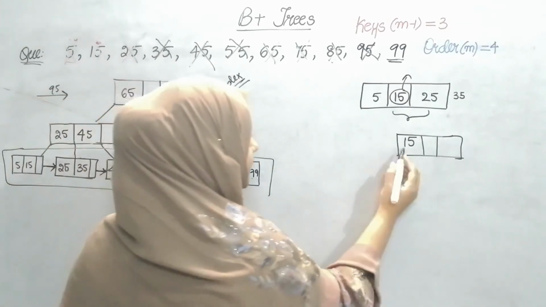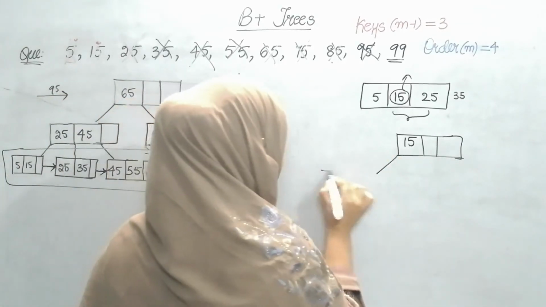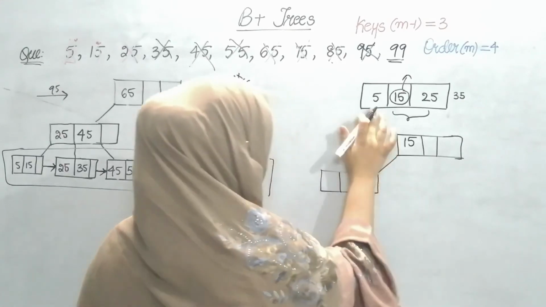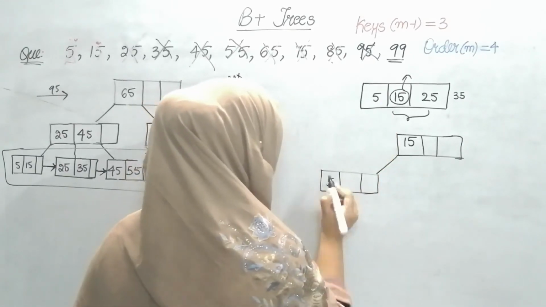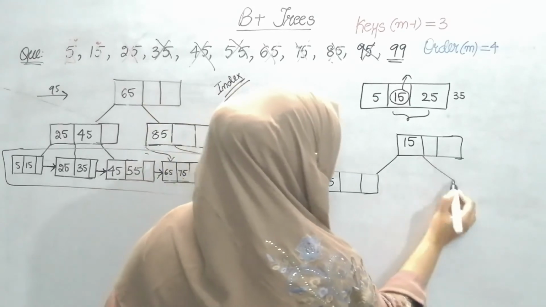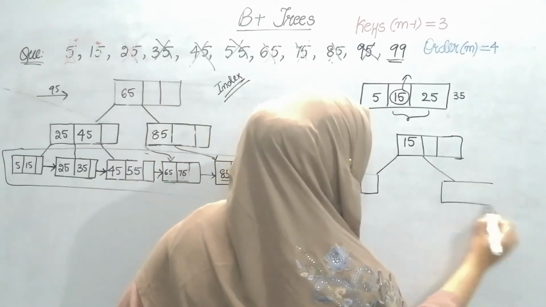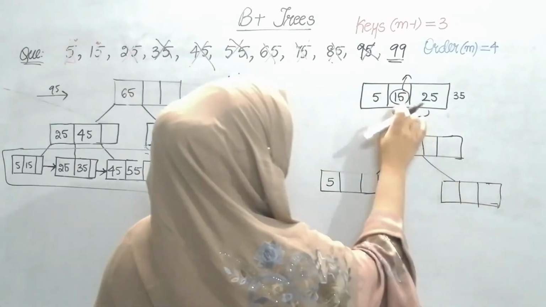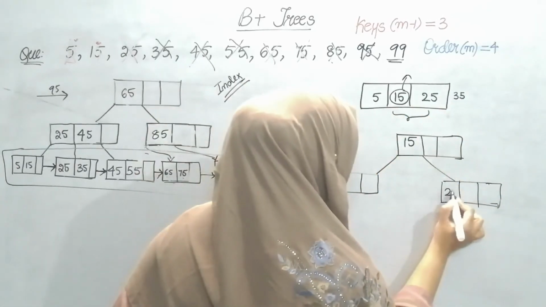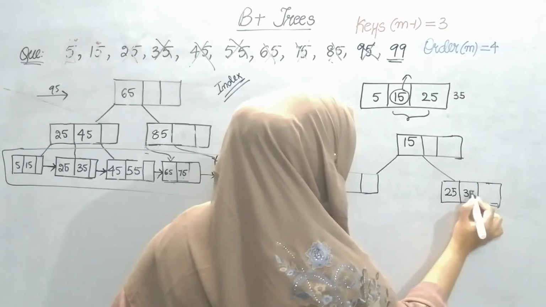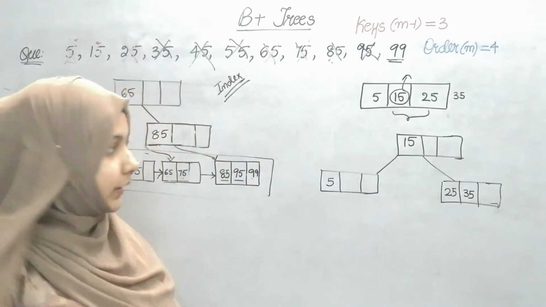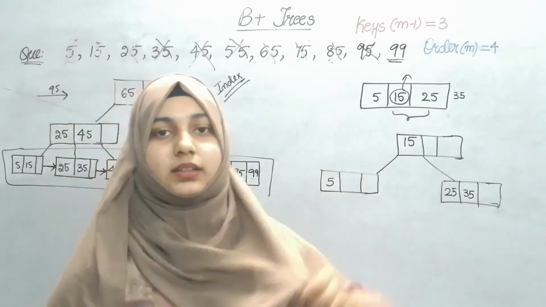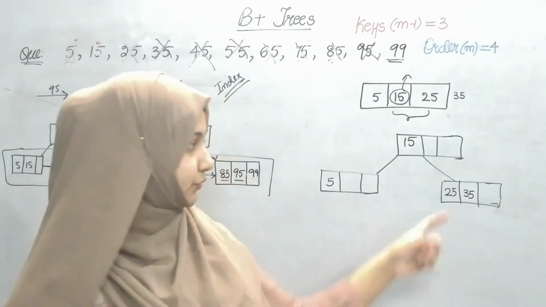Now what? The numbers that are smaller than 15 will be on the left side. Okay, I've got only one number, that is 5. The numbers that are greater than 15 will be on the right side. So what are the numbers that are greater? 25 and 35. Got the difference? Here I'm not writing 15 again. I'm directly writing the numbers that are greater than 15. I'm not writing 15 here.